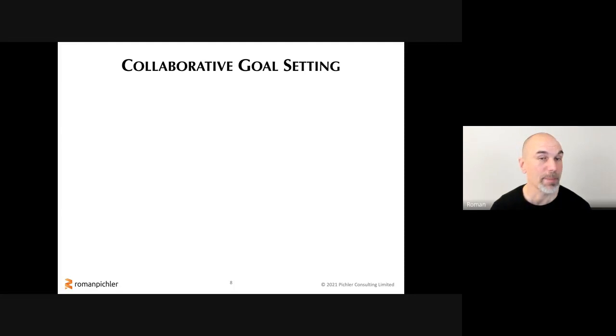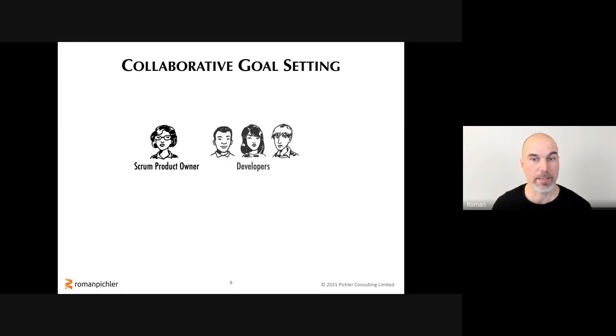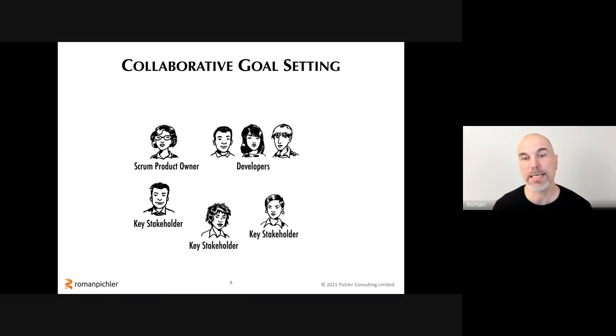So I'm a big fan of trying to set goals collaboratively, and I'm a big fan of trying to involve the stakeholders and development team members or developers in the process of identifying product goals and agreeing on product goals. So here we have the Scrum product owner, here we have the developers or development team members, and here we have key stakeholders.